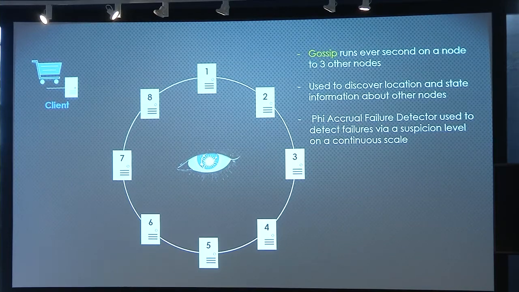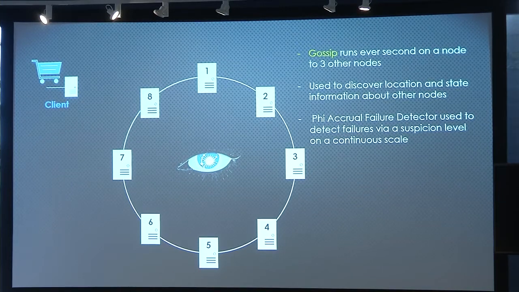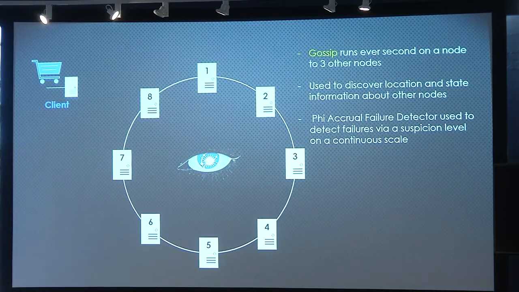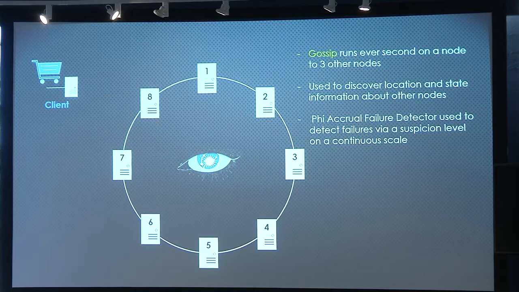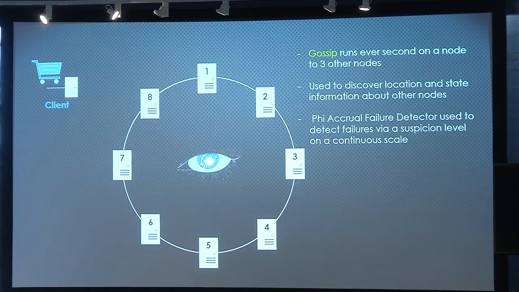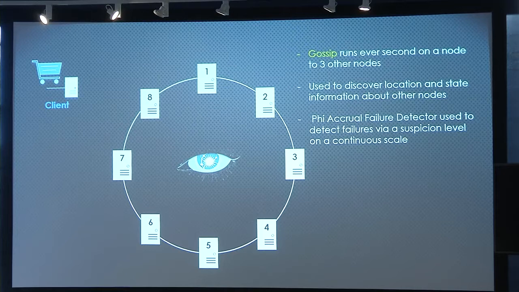So 8 now basically has a suspicion level on node 3. Is node 3 up or down? Well, it must be up because node 5 was able to talk to it, but node 4 was not able to talk to it. So now node 3 is suspicious. But see, this is a more advanced way of determining the health of nodes than a simple heartbeat, where if a heartbeat doesn't come, the node's probably dead, right?